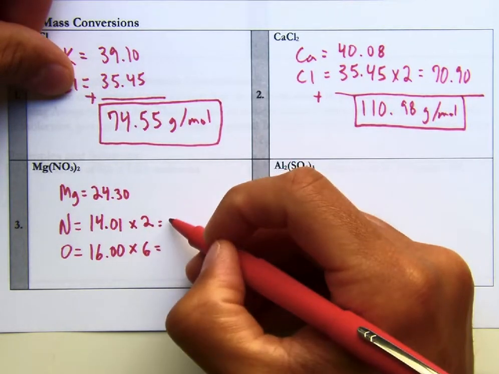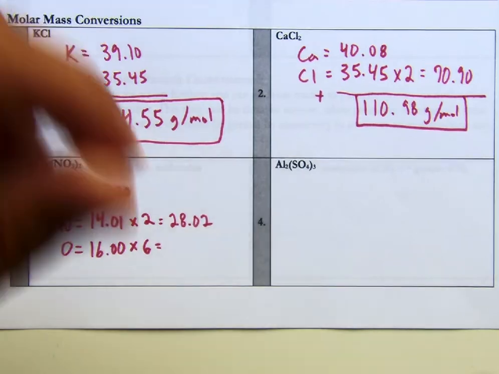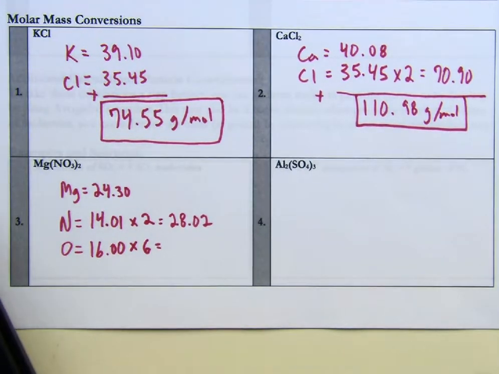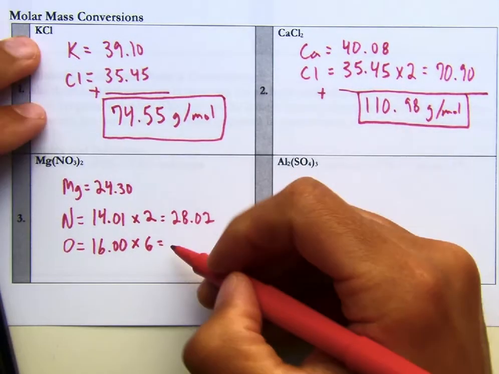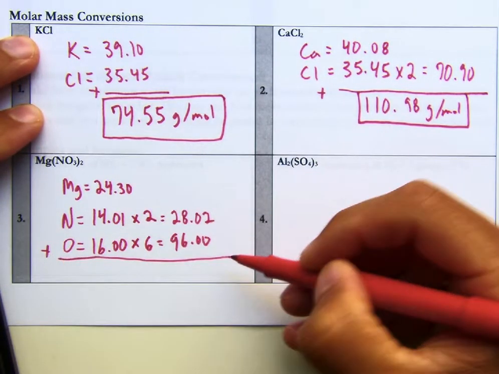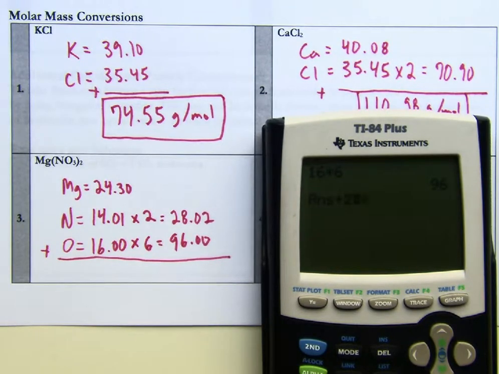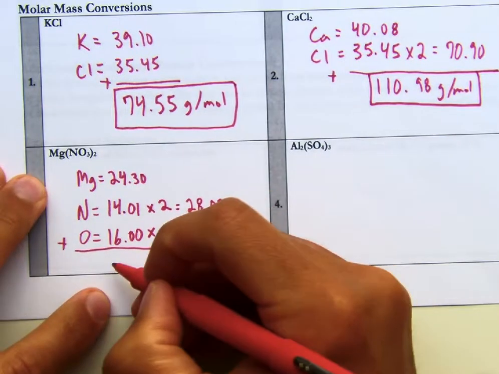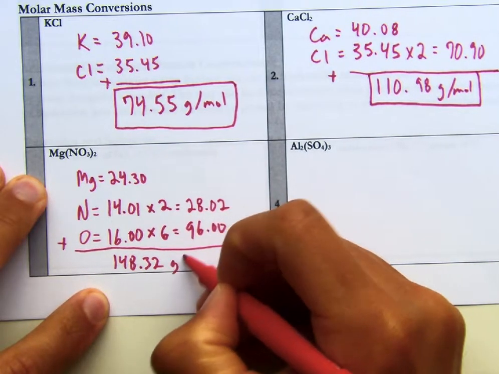So 14.01 times 2 is 28.02. And 16 times 6, I think, is 96. Okay. So we're going to add these together. So we have 96 plus 28.02 plus 24.3. We get 148.32 grams per mole.